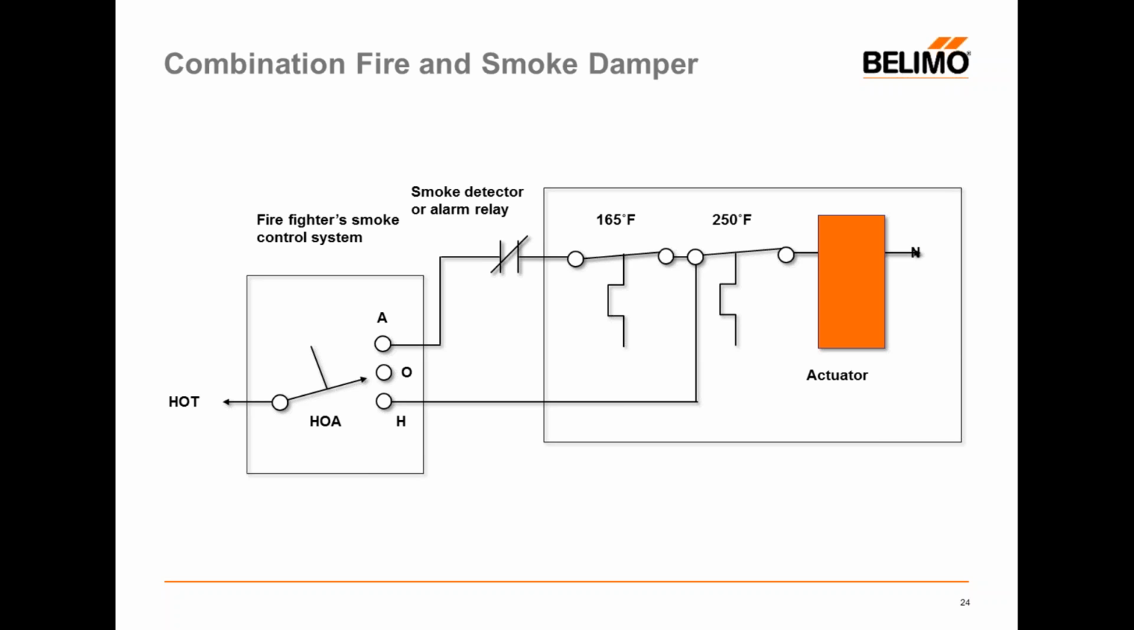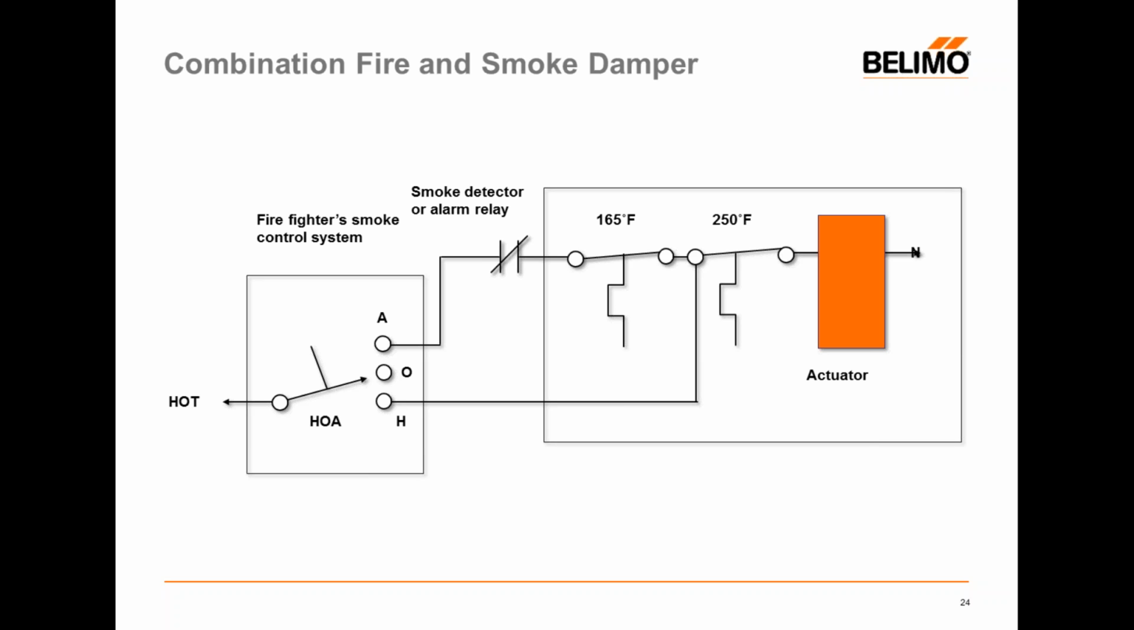Then we run through two high limit switches in this case. The first being a 165-degree high limit switch. The second being a 250-degree safety switch. As long as all three of these switches are closed, or the set of contacts in these two switches are closed, the actuator will be in the open position.